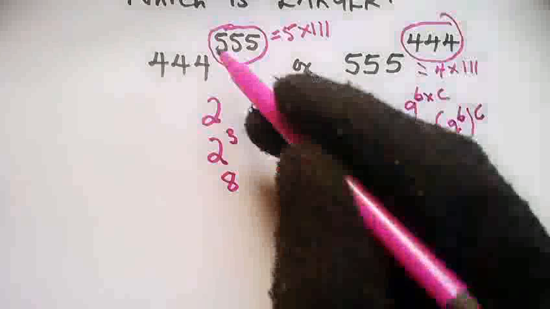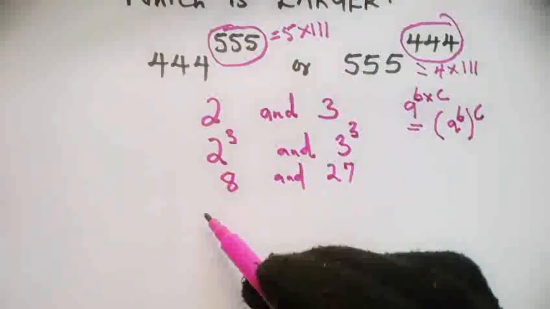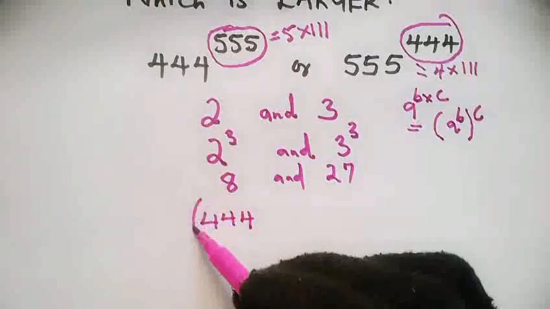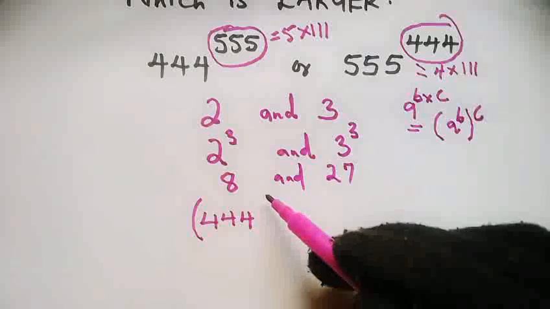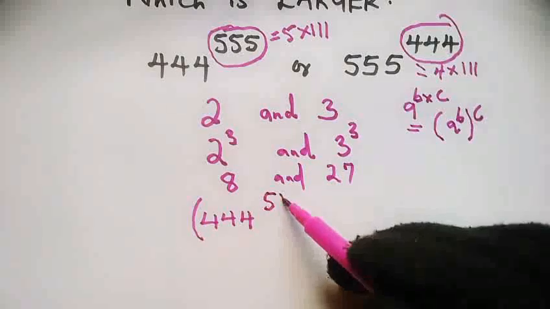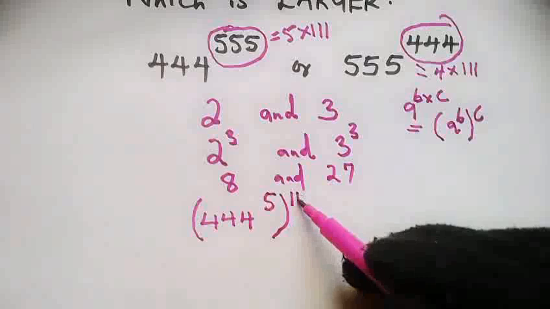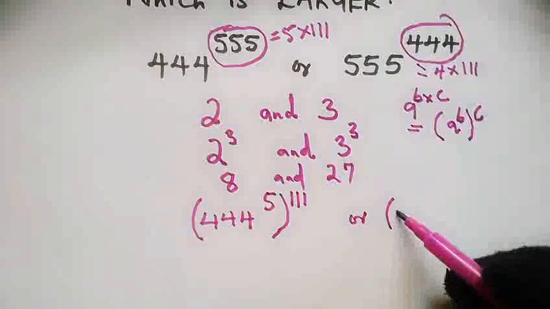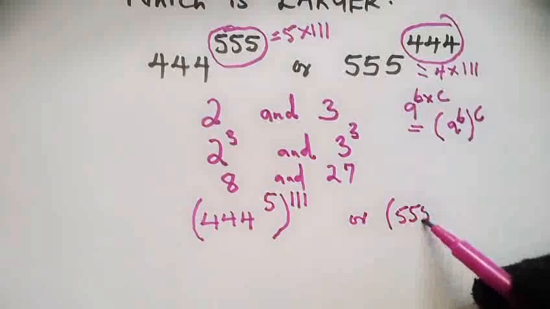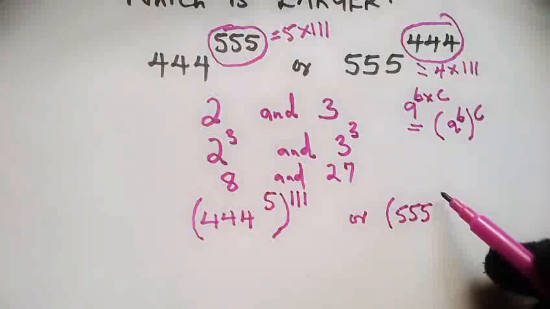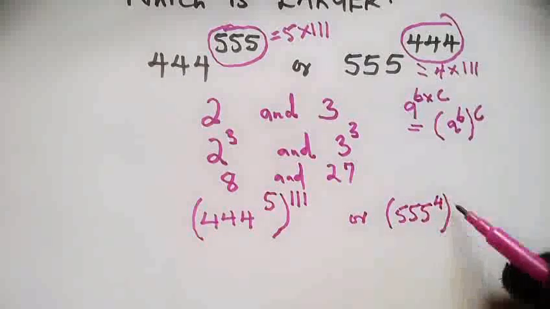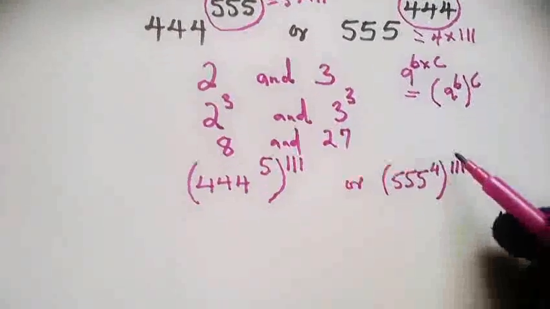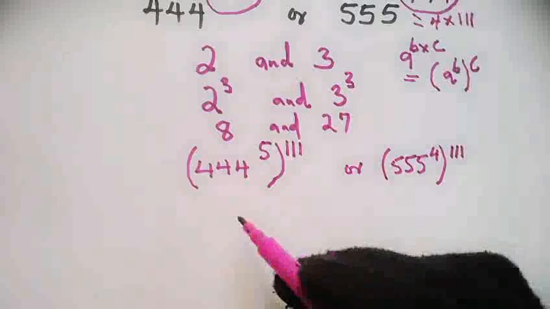So 4 raised to the power 555 can be rewritten as 4 in bracket, raised to the power 5, close bracket, raised to the power 111, and the other side we have in bracket 5 raised to the power 4, then close this bracket, then raised to the power 111. So here we have equal exponents. So let's compare the bases here.